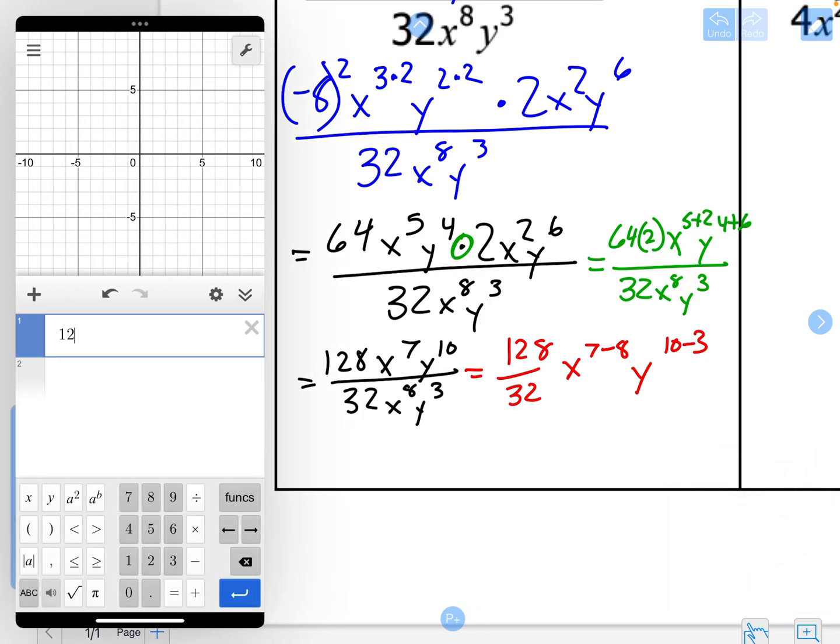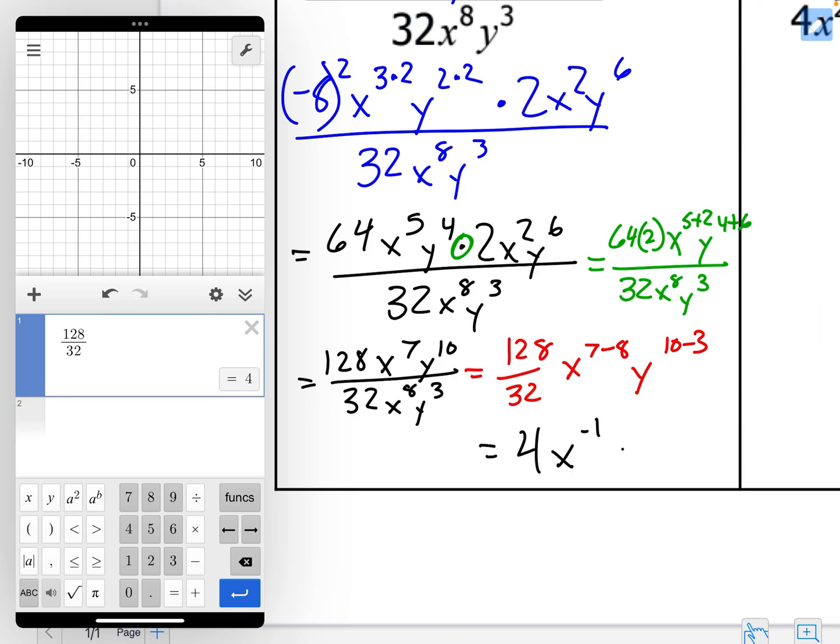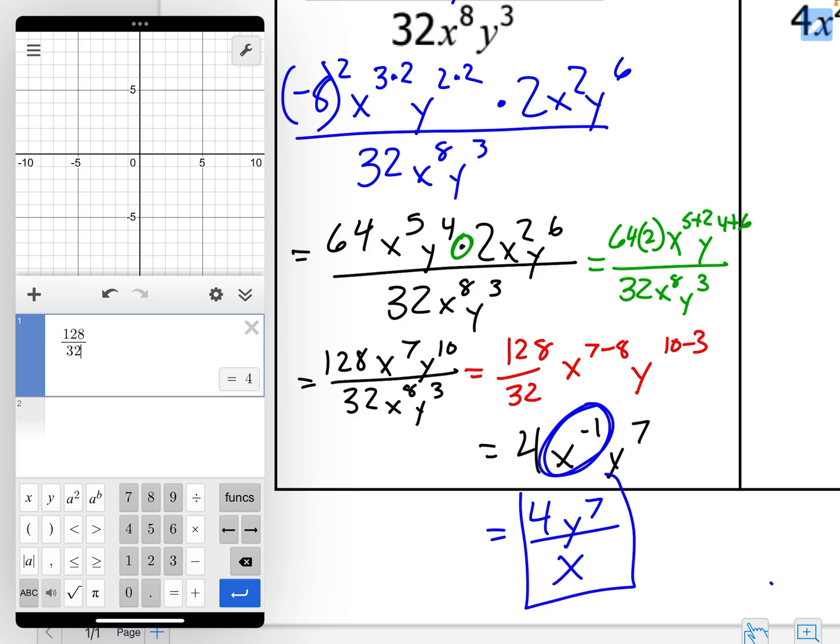So 128 divided by 32 is 4. So I get 4. 7 minus 8 is -1. 10 minus 3 is 7. So I cannot leave this x to the negative 1 here. I need to flip it to the bottom of the fraction. So I get 4y to the 7th, and I get x, because remember, if it's x to the 1, I do not need to write the number down.